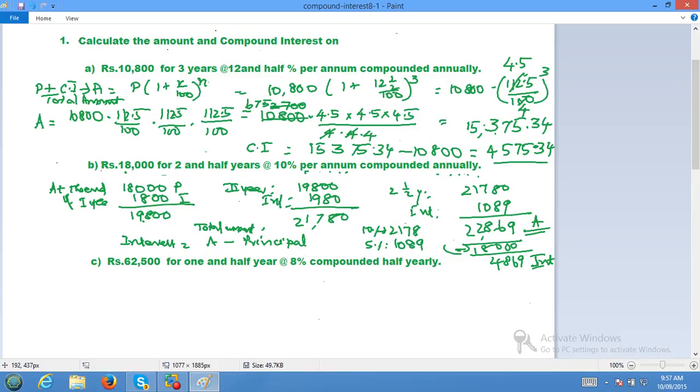Because it is 2.5 years, it is difficult to calculate, and it is compounded annually. So you can adopt this method, or just work out the 2 years separately and then the half year. That way also you can do.